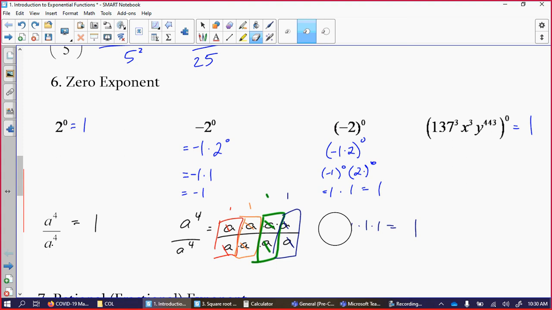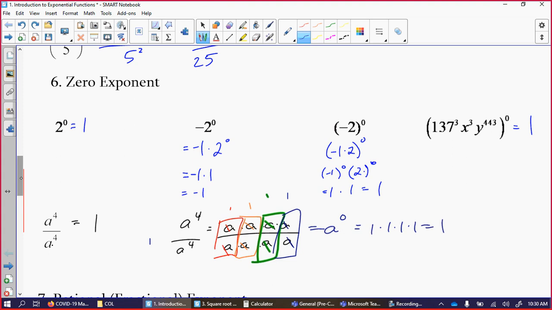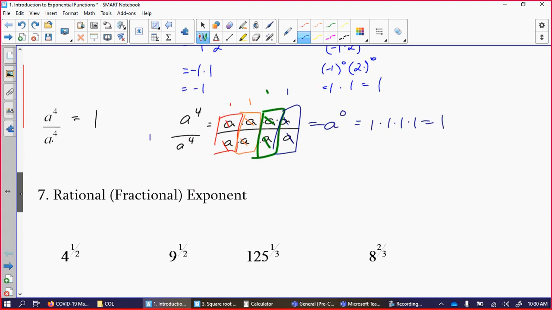So a to the 4th minus a to the 4th is a to the 0, which equals 1 times 1 times 1 times 1, which is 1. So that's why those are.